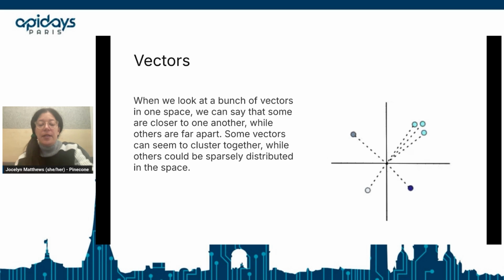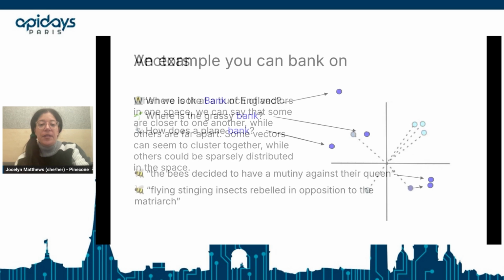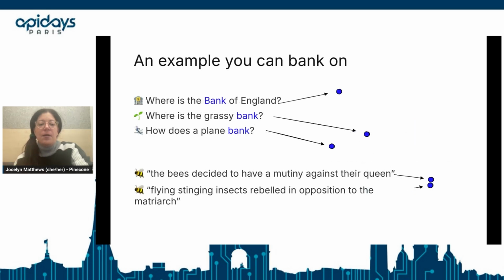We're going to see here in this diagram that some vectors can seem to cluster closer together and others are more sparsely distributed in the space. And building off of that, let's look at an example.